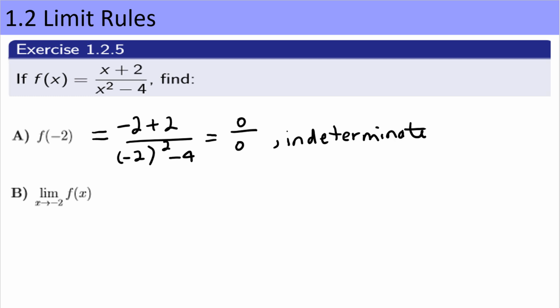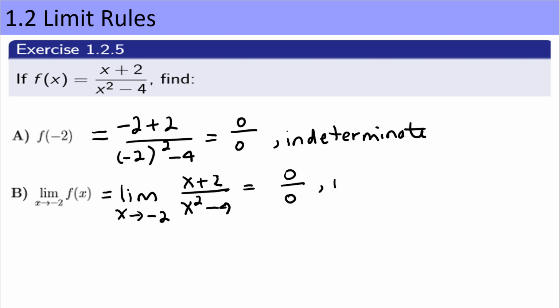Now let's look at the limit as x approaches negative 2 of the function, and we actually already did this. If you take the limit as x approaches negative 2 of x plus 2 over x squared minus 4, we're still going to get 0 over 0, which is indeterminate. However, indeterminate also is a directive. It means do something else.